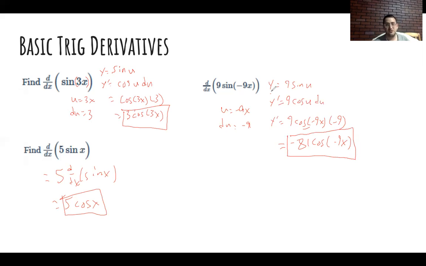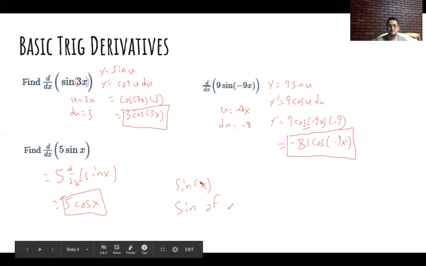So those are some basic trig derivatives. If I say sine of, that's kind of a giveaway that what I am taking the sine of, or the cosine of, is my u. So what comes after the "of" would be my u.